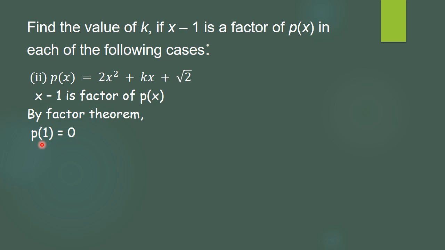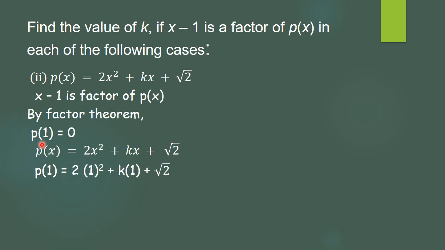Now first we'll calculate p of 1. For that first write p of x. Now to calculate p of 1, replace every x by 1. And when we simplify, what do we get? 1 square is 1, into 2 that is 2, plus this is k, plus root 2. This is the value of p of 1.